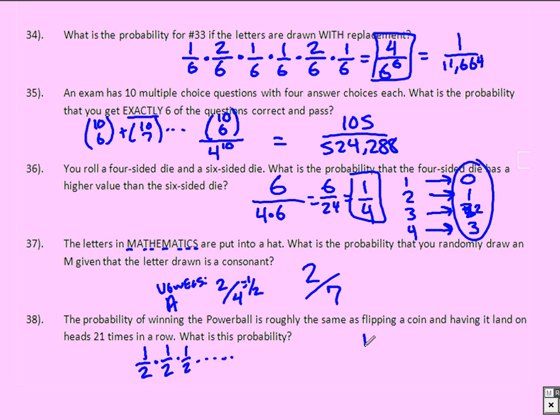When you multiply those, it would be 1 on top, 2 to the 21st power on the bottom. So that's your probability. If you wanted to multiply it out, it's over 2 million. That's about the odds you have of ever winning the Powerball at any given time. Not very good odds, 1 in over 2 million.